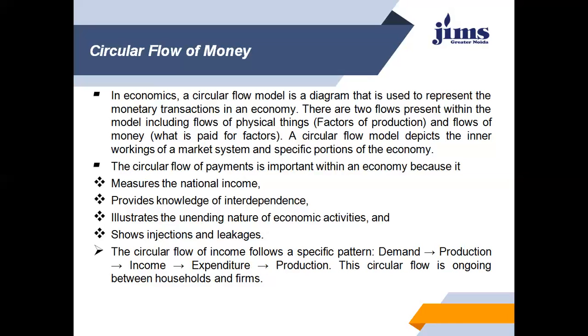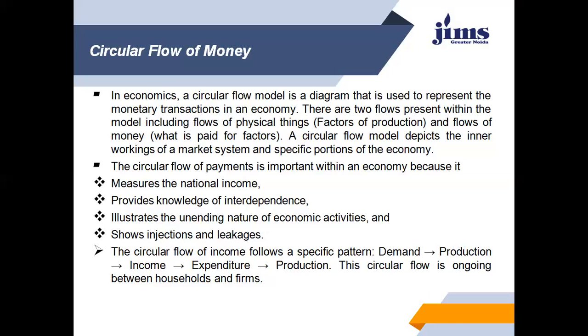The circular flow of income follows a specific pattern, which is: first, demand is there. To satisfy the demand, production is done. With production comes income, and income is spent. Income is spent, and then that expenditure goes to the factors of production, and they again demand something, which again starts the cycle right from the beginning. This circular flow is ongoing between households and firms.